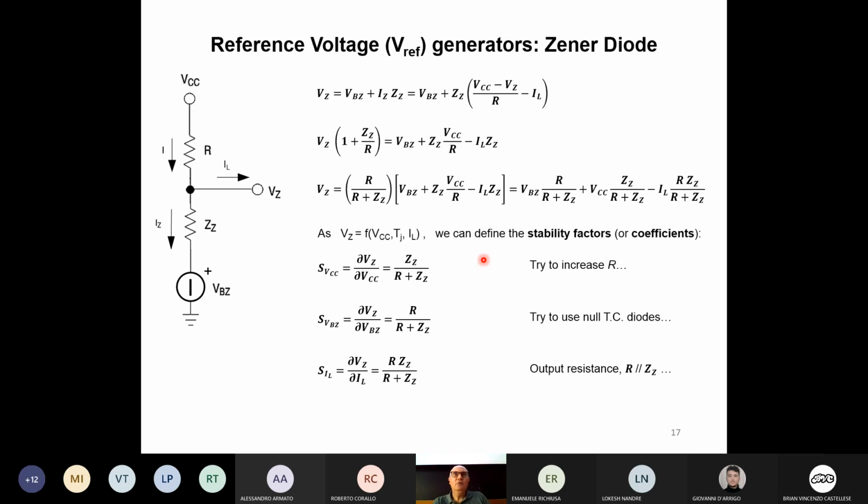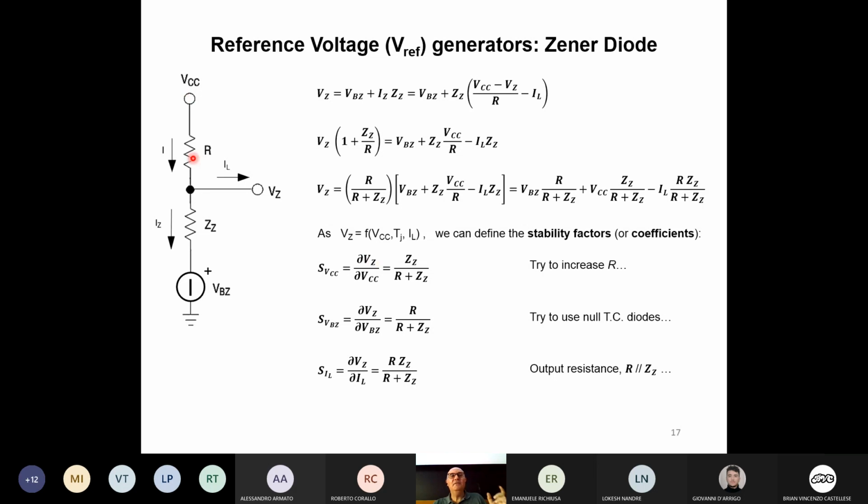Okay. What I would like to have is a zero coefficient here. That means that any variation in the VCC will not give me any variation in the VZ. That will be the ideal situation. How can I do that? If I look at the formula, I see that if I increase R, this number will go down. So the higher is R, the resistance, the smaller will be the variation of the output due to the variation in the input.